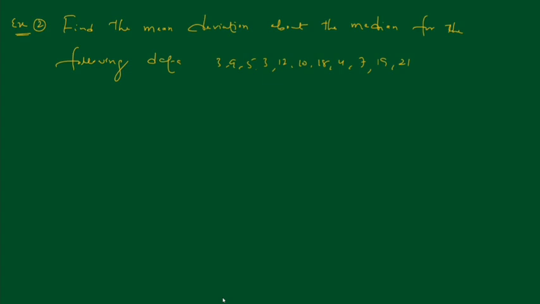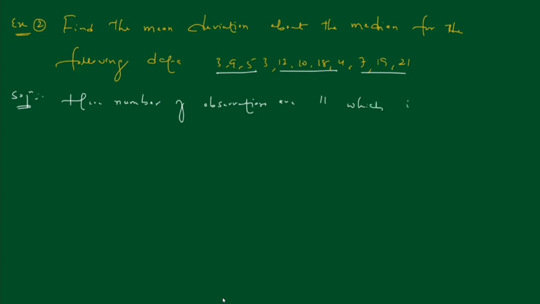So here you have to find the mean deviation about what? Median. In the previous example we solved mean deviation about mean only. So here median is there. Let's see the solution. Here the number of observations are 11. Total 11 observations are there, which is an odd number.